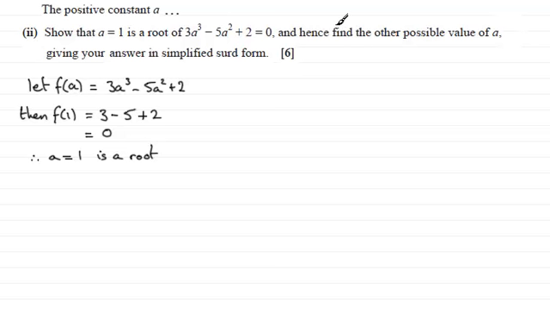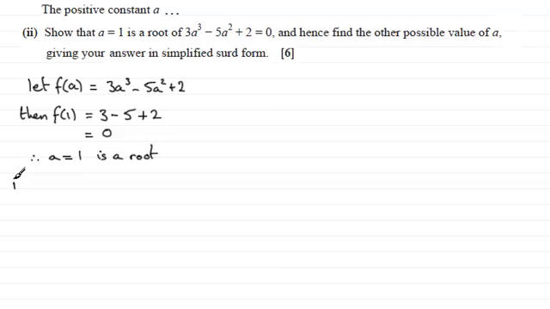And then it says, hence find the other possible value of a, given your answer in simplified surd form. Well, we'll talk about this simplified surd form at the end. Now, if we're to find this other possible value of a, then I need to factorize this equation so that I can solve it. There's several ways that I can do this. I can either do it by algebraic long division to find the quadratic factor, or I can just do it by inspection. I'll show you both methods. I'll first of all do it by inspection because it's very quick.